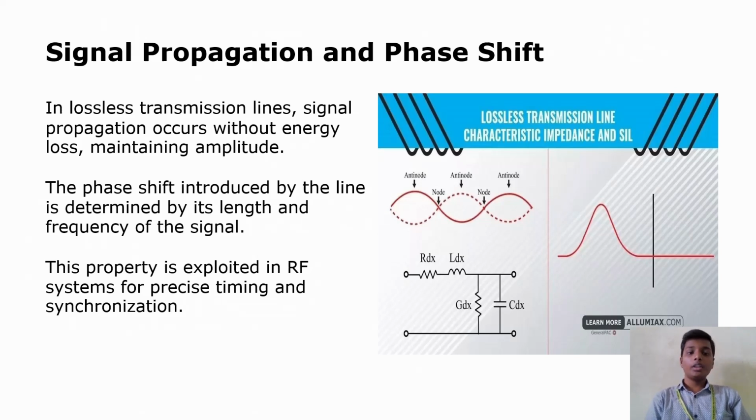The phase shift introduced by the line is determined by its length and the frequency of the signal. This property is exploited in RF systems for precise timing and synchronization. Here there is a diagram about lossless transmission line, characteristic impedance and SIL. Antinode and nodes: here high amplitude is an antinode and zero amplitude is a node.